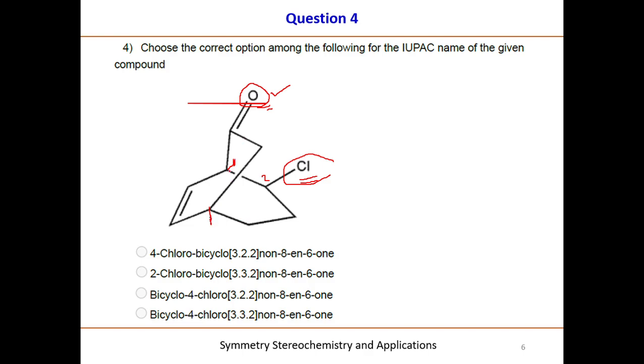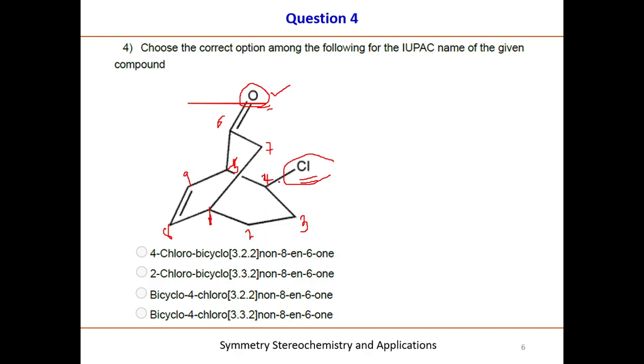Sorry. Here, yes, we have to give the lowest number to the bridging compound, because bridging will have highest priority. So here we will give numbering 1, then this will become 2, this is 3, this is 4, this is 5, 6, 7, 8 and 9.